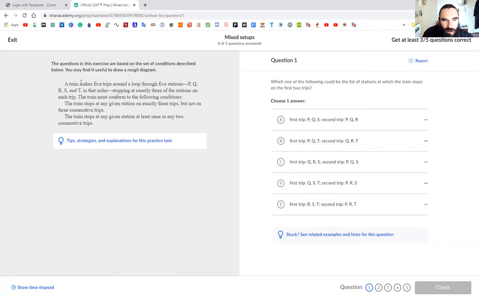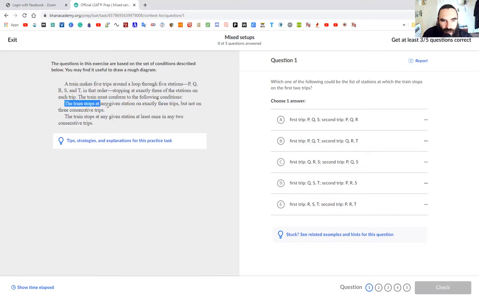The questions in this exercise are based on the set of conditions described below. You may find it useful to draw a rough diagram. All right, the train makes 5 trips around a loop through 5 stations, P, Q, R, S, and T, in that order, stopping at exactly 3 of the stations on each trip. The train must conform to the following conditions.